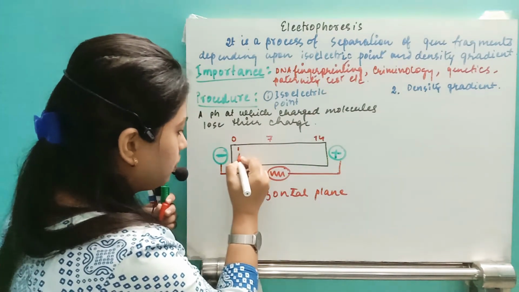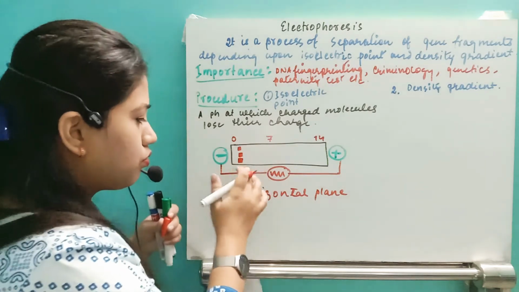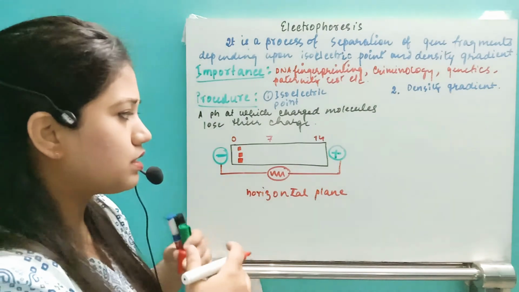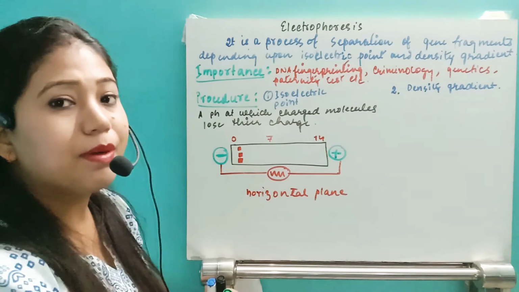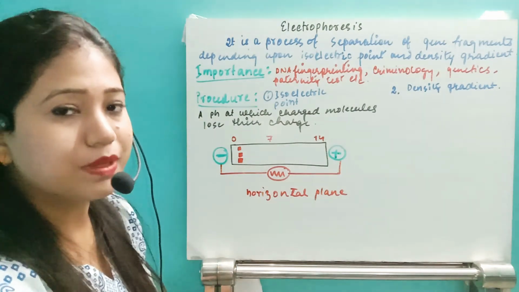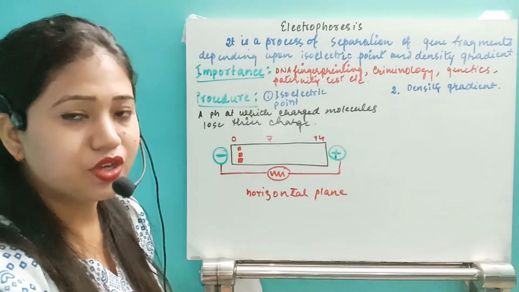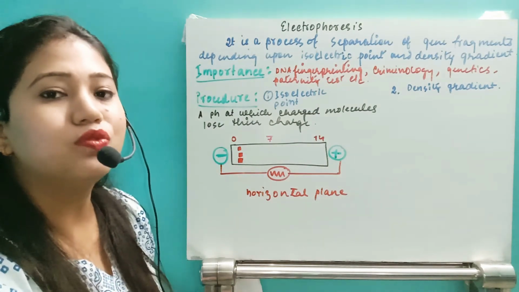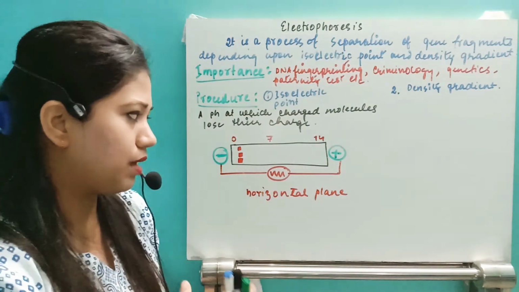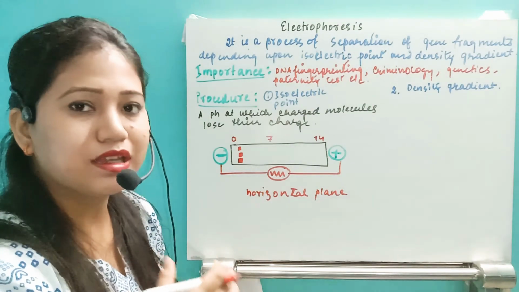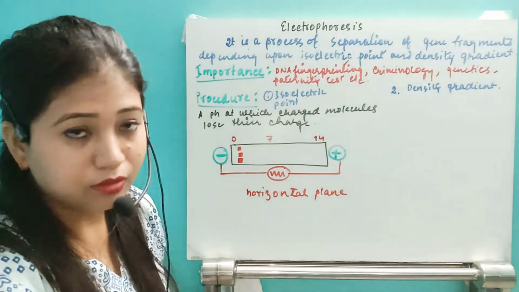Suppose these are the gene fragments. Now all of them will start to move towards the positive pole. So we will develop a pH gradient, and at a specific pH the DNA fragment, which is a negatively charged molecule, will lose its charge. Then what will happen? Even if electricity is running through this plate, the DNA fragments will not move, right?